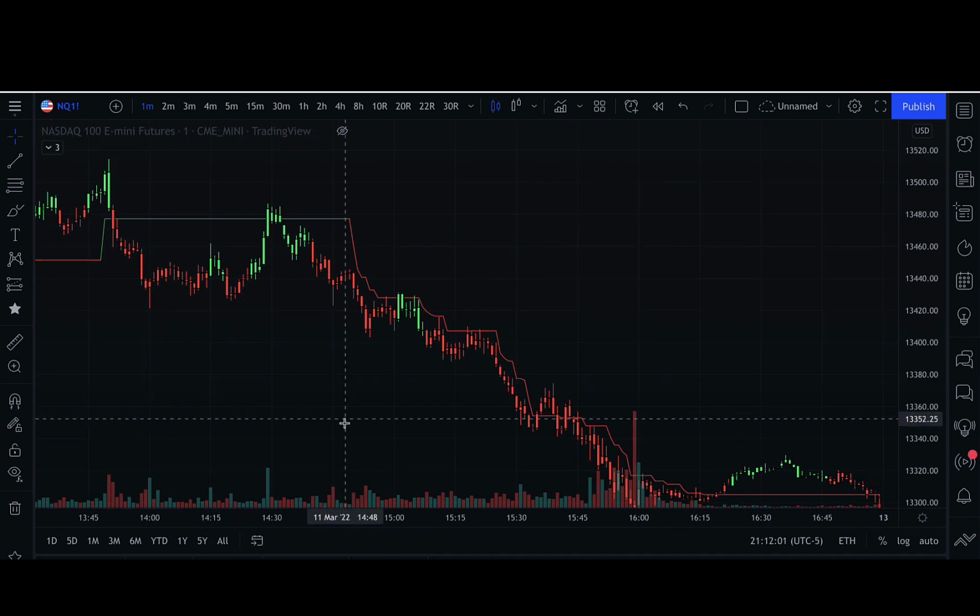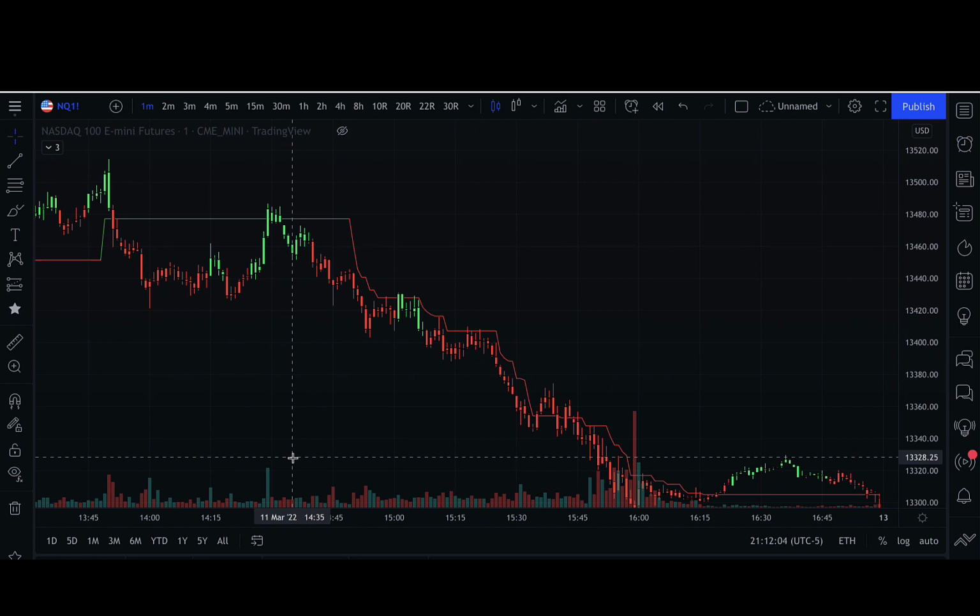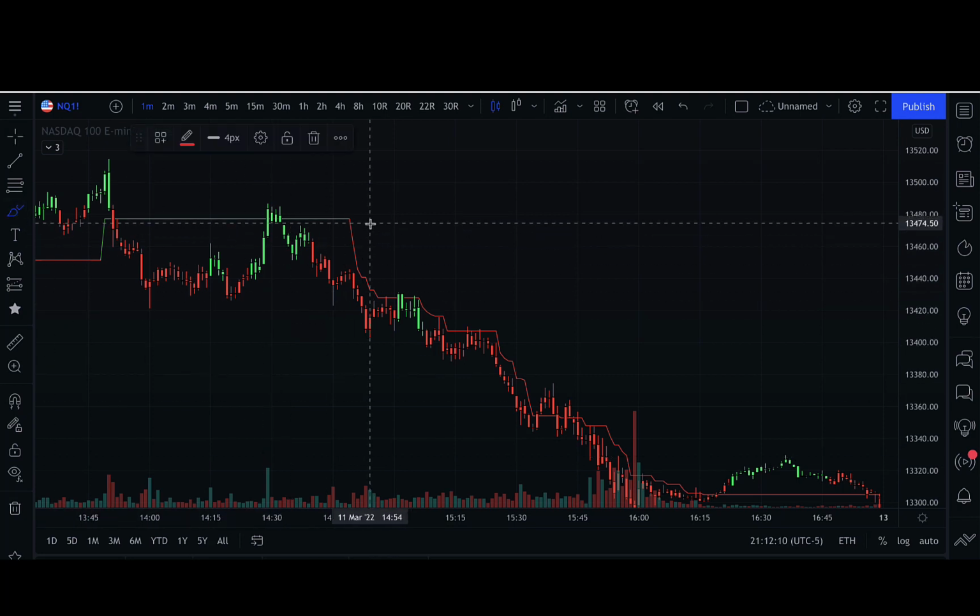All right. I really enjoy this part. I really hope you guys do as well. But here we go. The line's red. So we're looking for a short. Wait till the candles turn green and come as close to the top of this line as you can. Enter the trade.